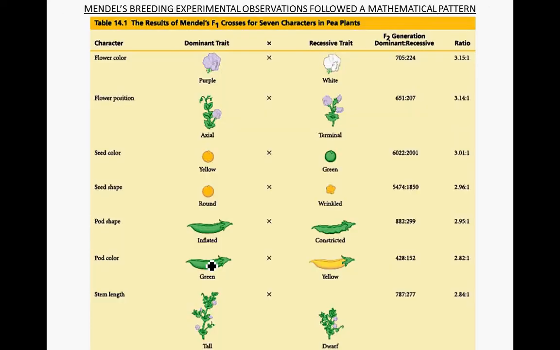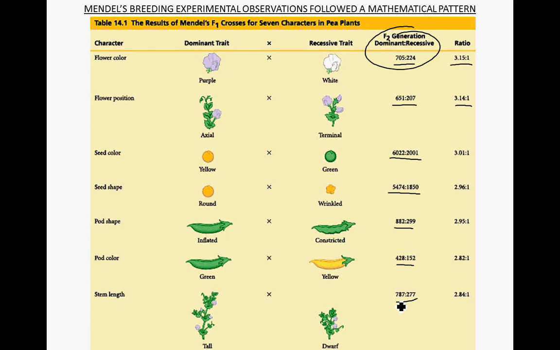do this experiment with several other of the discrete phenotypes, right? And so here you see his F2 generation numbers. Here's his 705 to 224. That ratio wasn't quite exactly 3-to-1, but it was 3.15 to 1, right? When he did flower position, he isolated those matings: 651 to 207. So Mendel's busy counting, right? This is 3.14 to 1. Look at this, 6,000 and 2,000 roughly, 5,000, 1,000, 380, so he's spending a lot of time counting offspring here in the F2 generations.